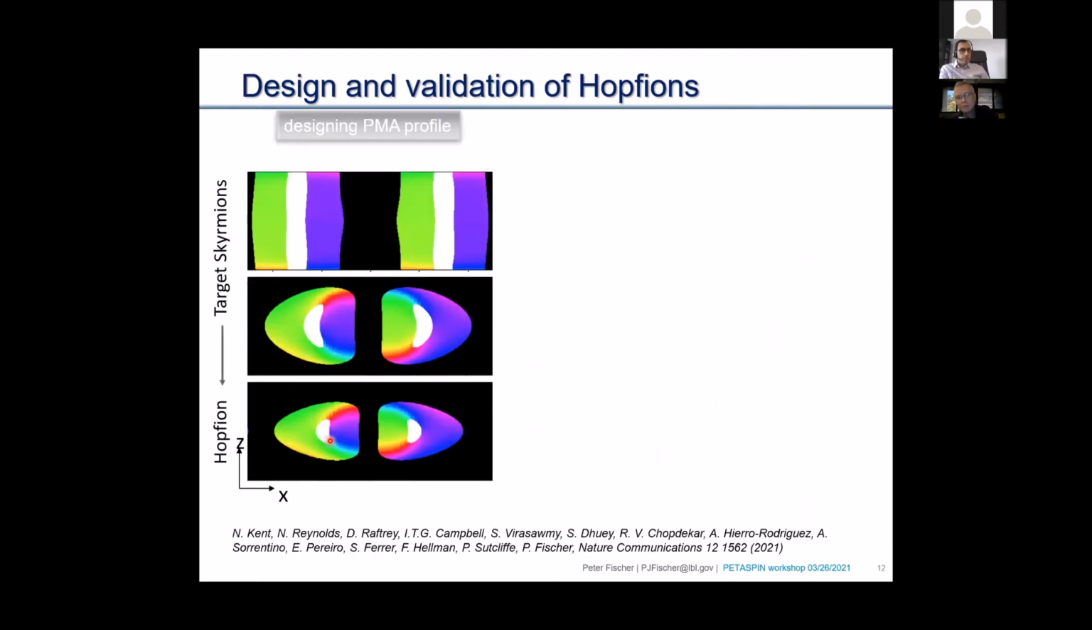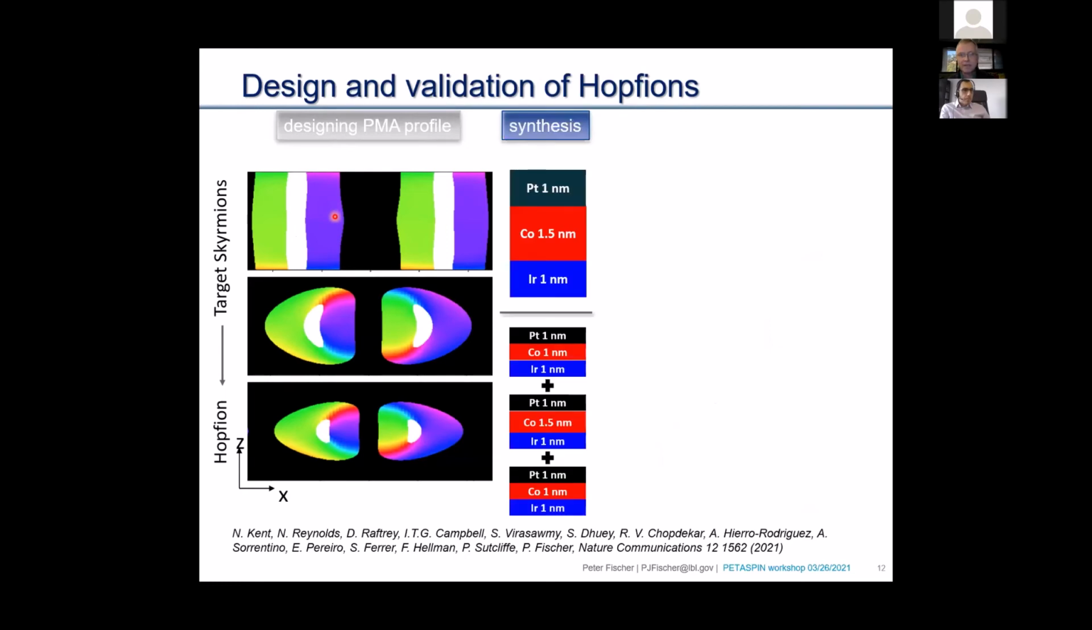Okay, and then of course we went back again to Paul Sutcliffe and said, Paul, can you tell us a little bit how we should now design the PMA profile across the thickness? And he gave us some numbers. We ended up synthesizing various systems, and what you see, the difference is that this designing of the PMA profile, that was the key to transform from a target skyrmion to the Hopfion, was the thickness of the cobalt layer that was sandwiched in between a platinum and an iridium layer, and we had a couple of repeats of them.